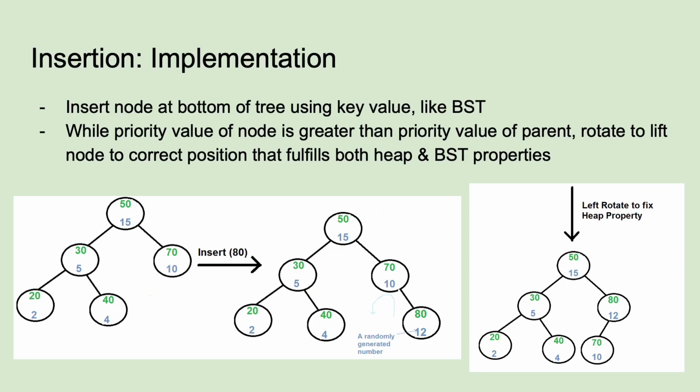To perform insertion, first we insert the new node at the bottom of the tree, similarly to a regular BST insertion. Then we restore the heap property of the Treap by rotating the node upwards while its priority value is bigger than its parent's. In this figure, we insert the new node with key value 80 and priority 12 at the bottom of the tree, in the position that maintains the BST property. Since its priority value is larger than its parent's, which is 10, we do a rotation. After that, its parent has a priority of 15, which is larger, so we stop here.